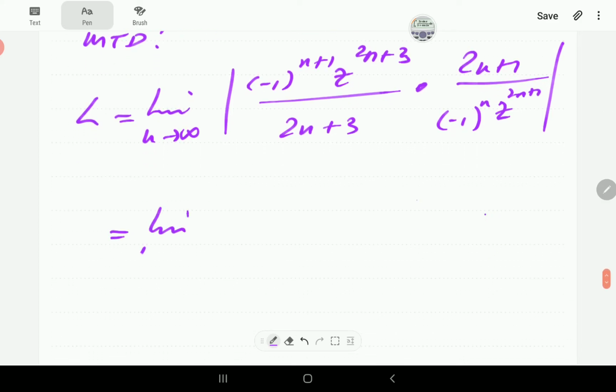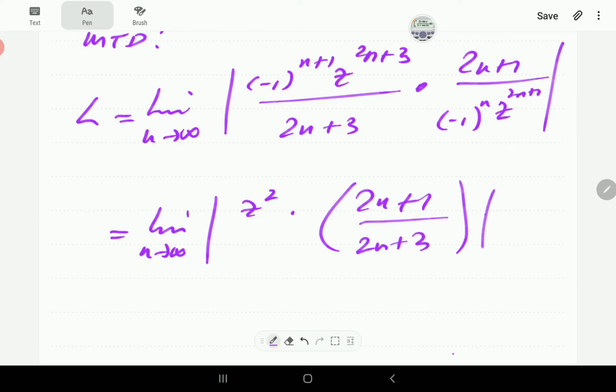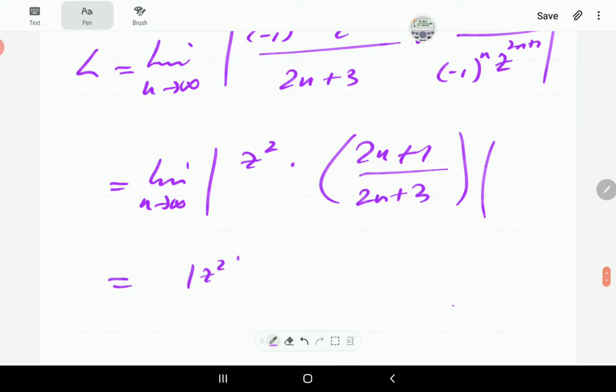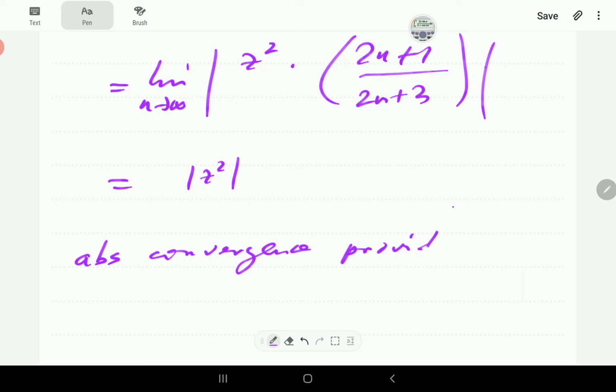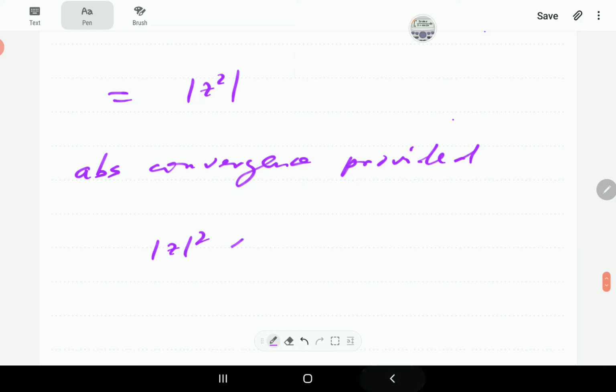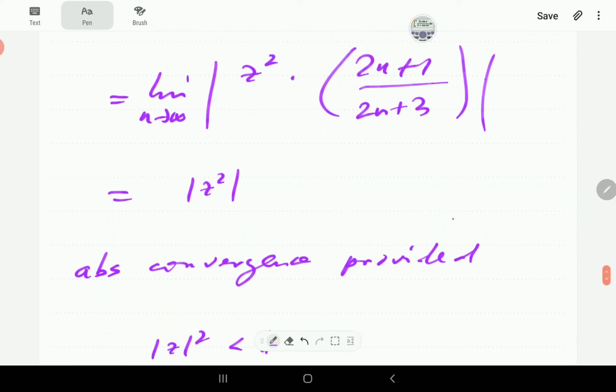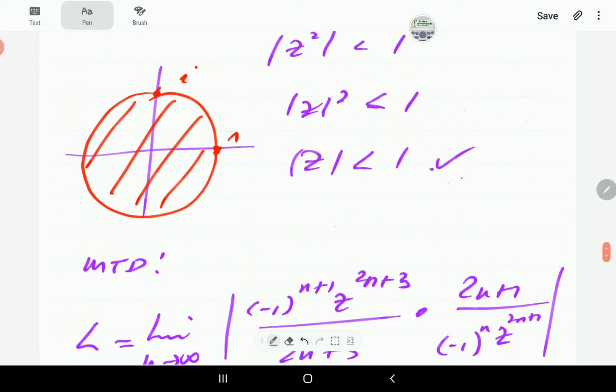The magnitude of negative 1 to any power is just 1, so these two are going to give us 1. This divided by this is just going to be z squared. Then we're going to have 2n plus 1 over 2n plus 3. So this is just going to be the magnitude of z squared, because as n goes to infinity, this one goes to 1. And then again we come to the conclusion that we're going to have absolute convergence provided that L is less than 1, but L is this. And so again, we are back to the same conclusion that we made here.